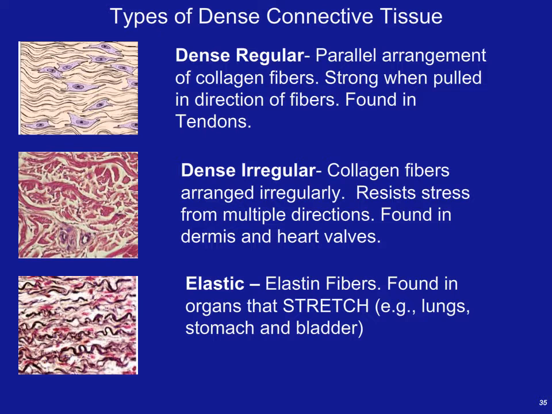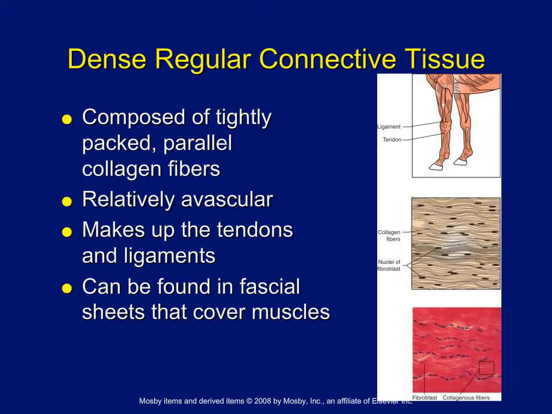Dense connective tissues have very tightly packed fibers, and they can be divided into one of three categories: dense regular, dense irregular, and elastic. So dense regular connective tissue consists of tightly packed parallel collagen fibers, and this tends to be found in areas like tendons and ligaments. Remember, a tendon connects muscle to bone, and a ligament connects bone to bone.